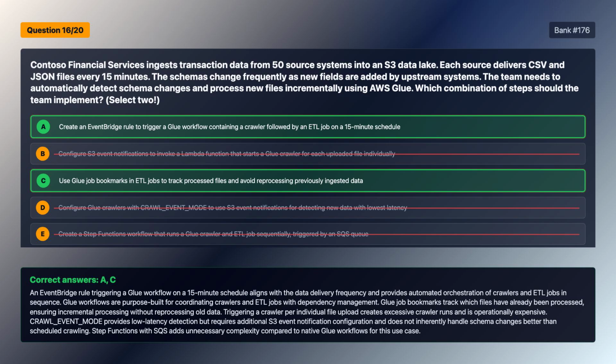Triggering a crawler per individual file upload creates excessive crawler runs and is operationally expensive. Crawl event mode provides low latency detection, but requires additional S3 event notification configuration and does not inherently handle schema changes better than scheduled crawling. Step Functions with SQS adds unnecessary complexity compared to native Glue workflows for this use case.